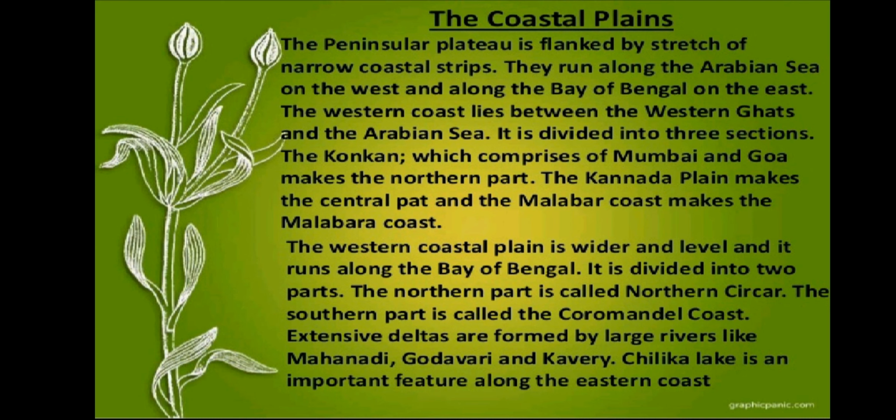Now let us discuss the western coastal plains. If I talk about the western coastal plains, it is a narrow plain. The eastern coastal plain was wider. The western coastal plain is narrower. This part of the plain receives rain from southwest monsoons, means from the Arabian Sea. Narmada and Tapti rivers flow from it, forming estuaries.